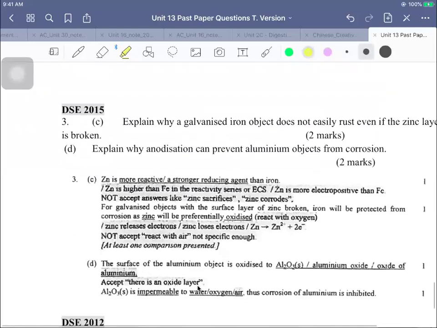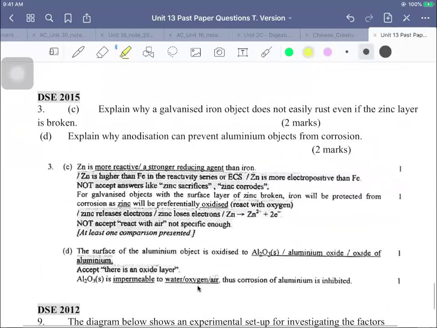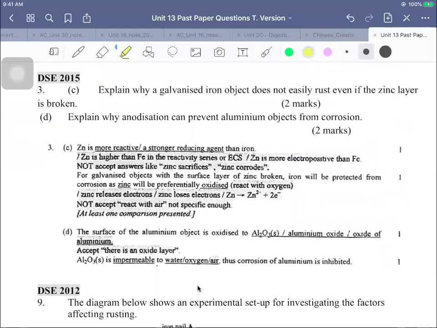Is that the last question? Because I think we're running out of time, but I think we will be able to go through all of them. Let me go through them, and if you got questions, then just ask me. So next one, question 3. It's kind of repeating what we have mentioned before. So why does a galvanized iron object not easily rust? Because zinc is more reactive, it's a sacrificial protection method.